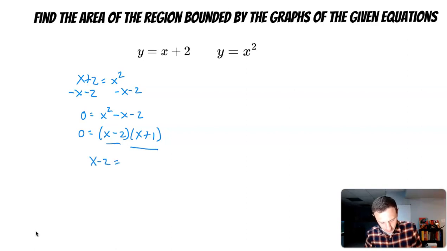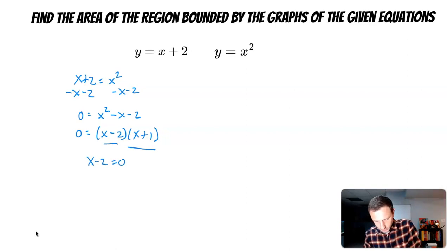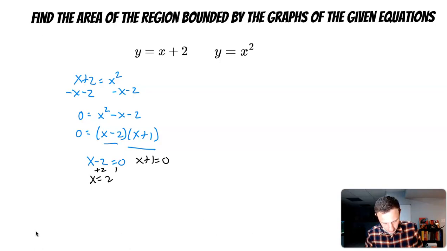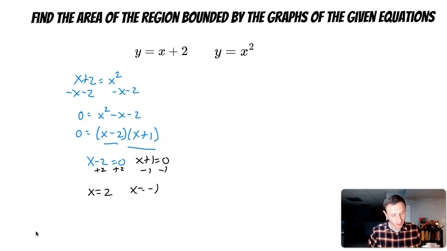All right, so now we're going to take both of our factors. x minus 2 equals 0. x plus 1 equals 0. So we get x equals 2. So I add the 2 over. I subtract 1. x equals -1. So they're going to cross paths at -1 and 2. So we now know our integration limits. So we're going to integrate from -1 to 2.